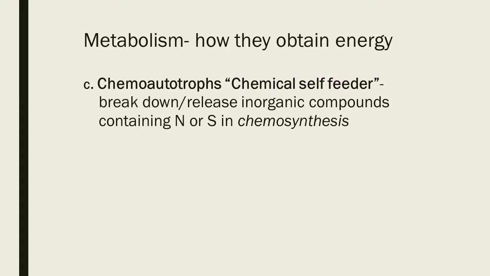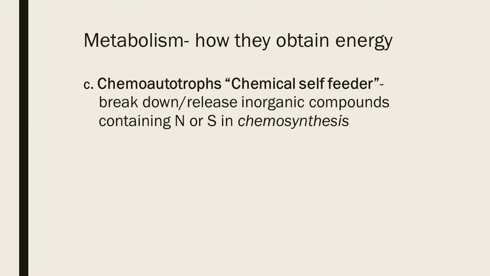The last one I want to talk about are chemoautotrophs, and this means chemical self-feeder. So the chemo means chemical, and once again that autotroph means self-feeder. These also do not need to go find food. They will make their own food. They do rely on inorganic compounds, most specifically containing either nitrogen, which is the N, or sulfur, which is the S. And they do not go through photosynthesis. They actually go through something called chemosynthesis.